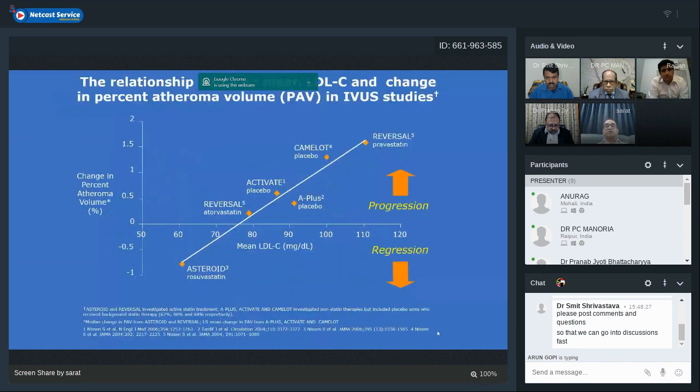Here you can see that in addition to clinical events reduction, there is an improvement in the percent atheroma volume while doing IVUS studies. There are so many studies here: REVERSAL, CAMELOT, ACTIVATE, REVERSAL, the ASTEROID trial, all of them we had many. In the ASTEROID trial, which used rosuvastatin, not only is there a reduced progression, in fact, there is regression of atheroma volume. So you use more powerful statins, bring down the LDL greater, and you can not only demonstrate clinical events improvement, you can demonstrate a reduction of atheroma volume.